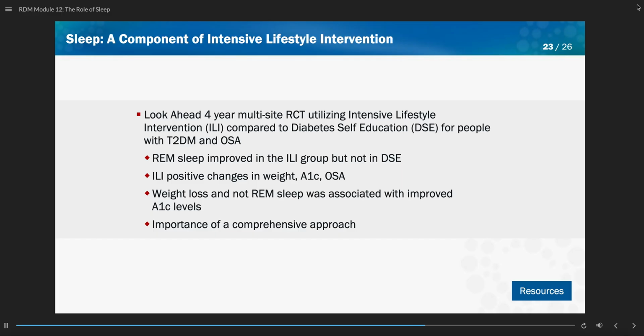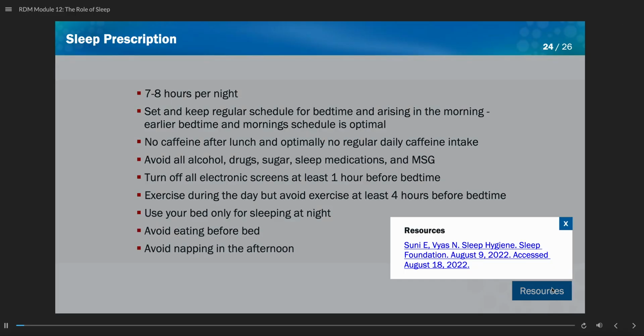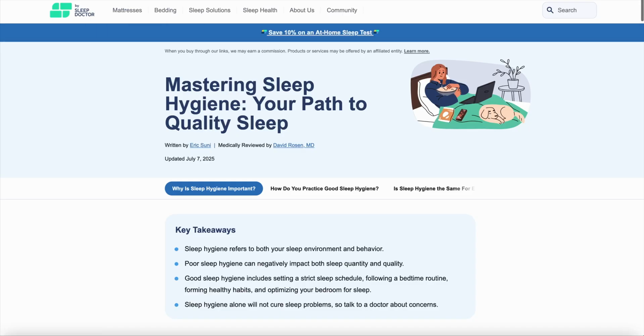And I think this study really highlights the fact that this intensive lifestyle intervention is really the key. And sleep is an element of an intensive lifestyle intervention for the optimization of glycemic control and insulin sensitivity. Sleep is an important component of a comprehensive lifestyle medicine prescription.